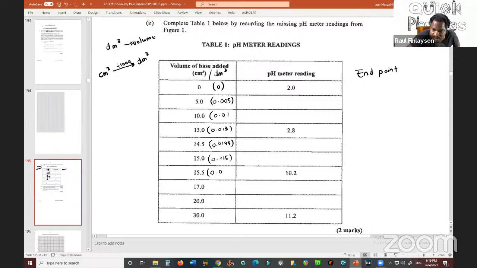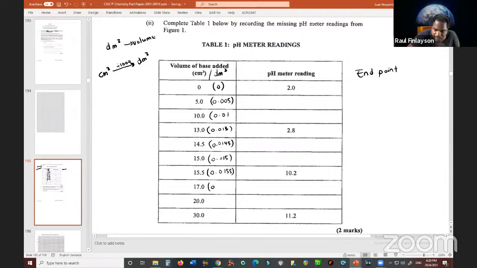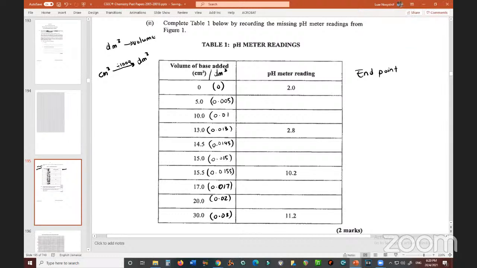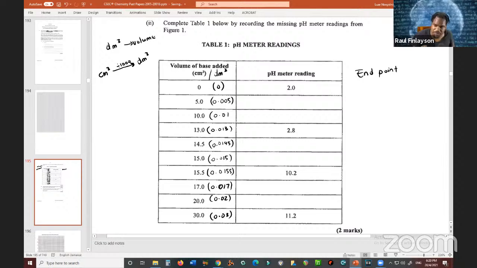So 0.0155 would be the number there. And of course, we have 0.17 here. And of course, this would be 0.02, and then 0.03. So that would be your answer in dm³. All right, everybody understand what we did here? Yes, sir. Very good. So it's a simple conversion from cm³ to dm³. You need that for the lab, you need that for the exam.